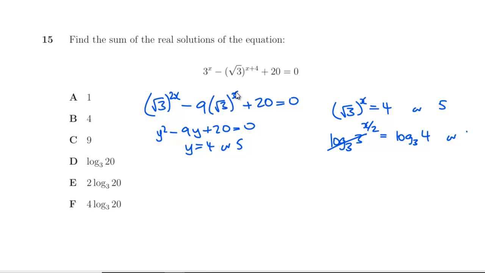So I need to add these up. So I've got to do 2 log base 3 of 4 plus 2 log base 3 of 5, which is 2 log base 3 of 20, which is E.